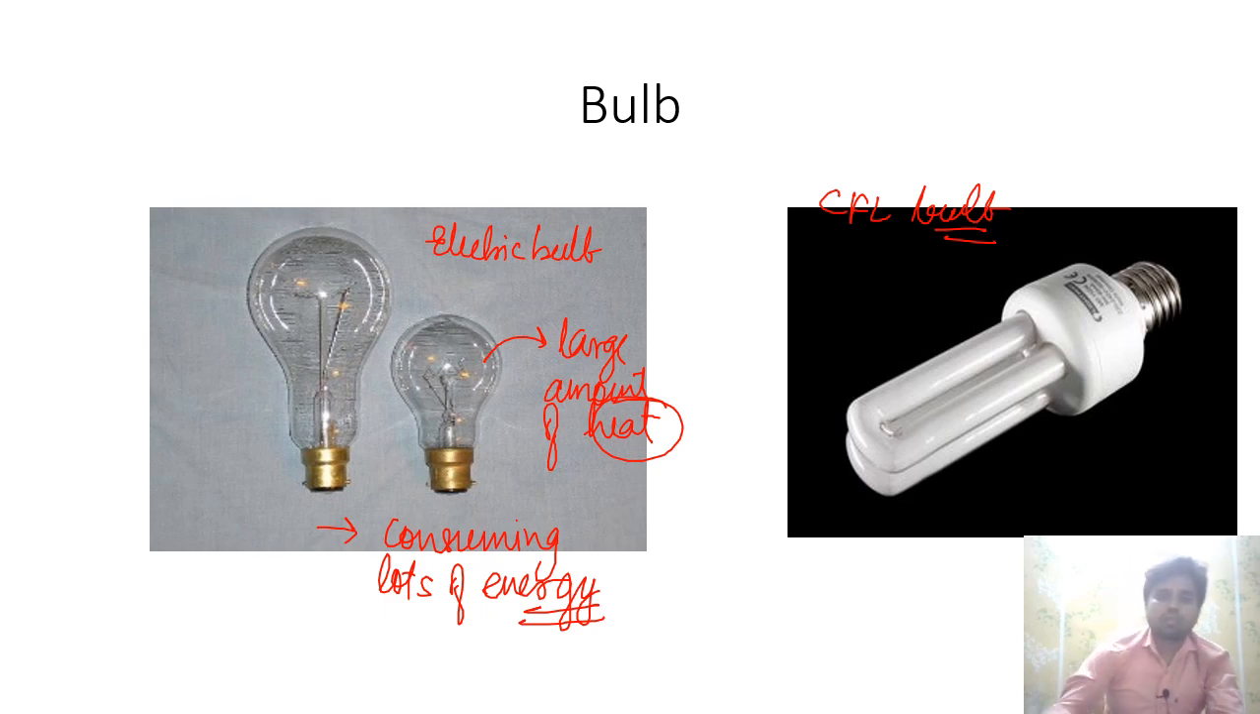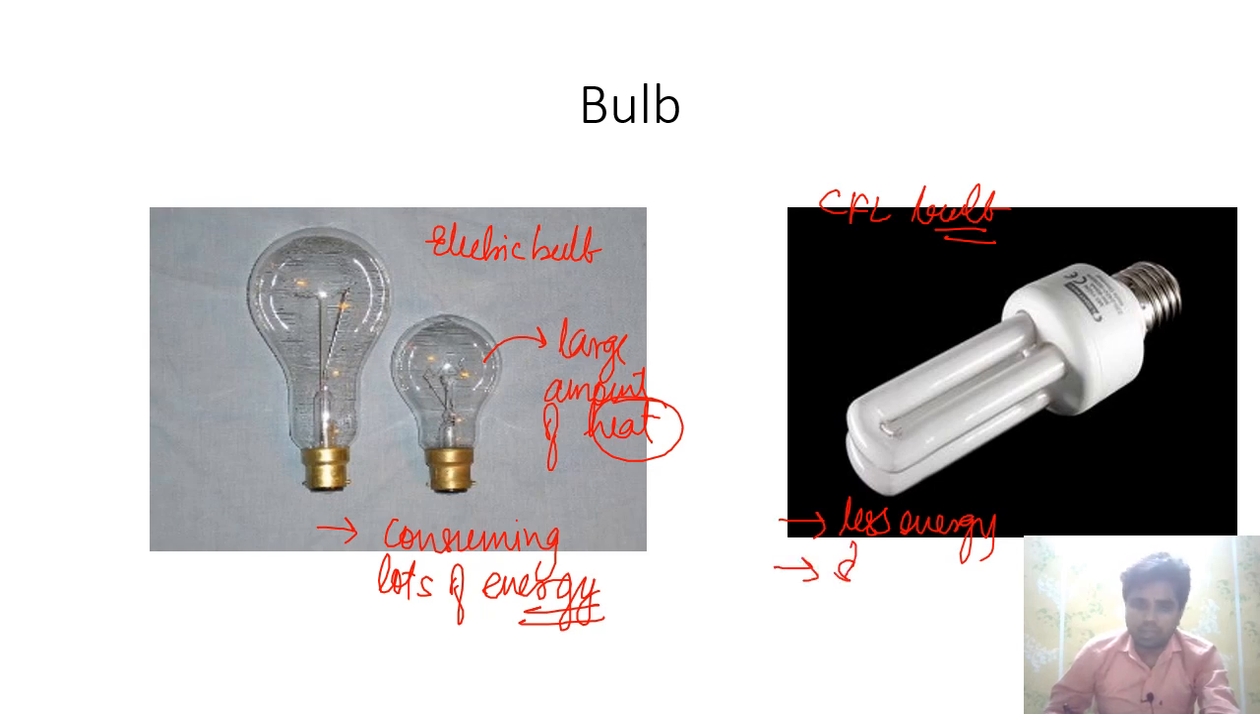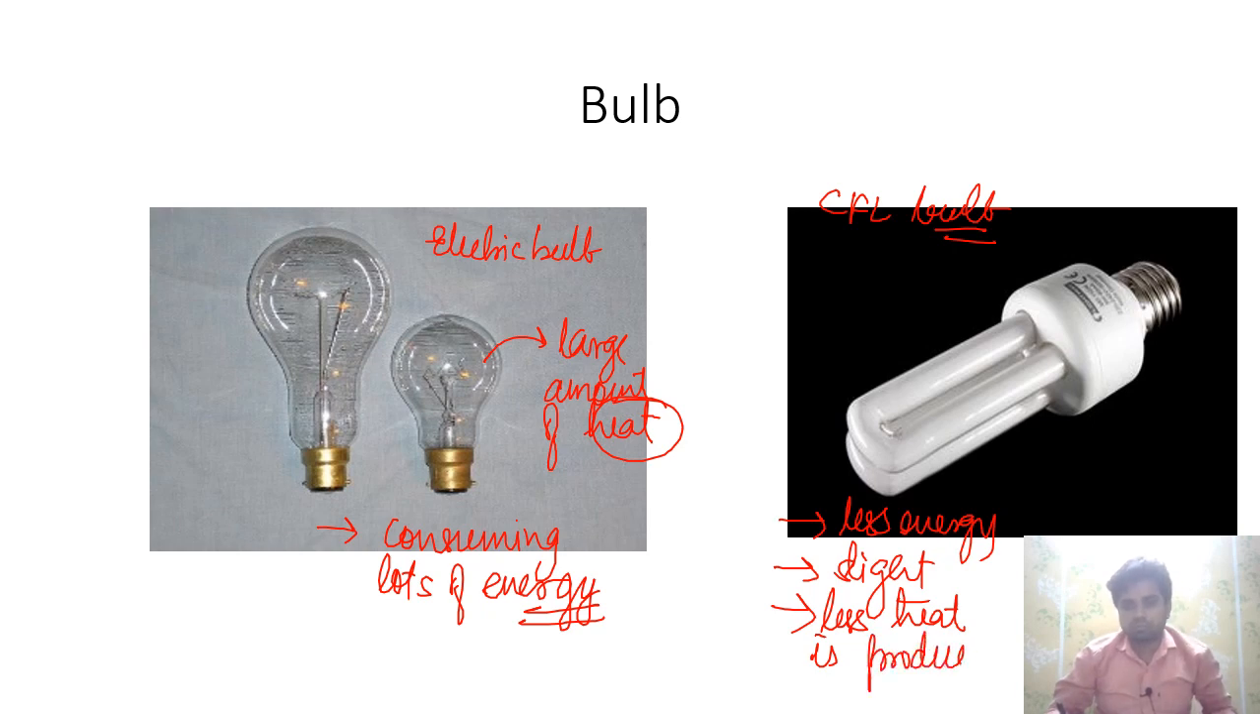So what is the basic property of this bulb? That it uses less energy, but gives light that I think is more efficient than this bulb. And the second thing is that less heat is produced. Okay, students, so what can you say about these two bulbs? Which bulb is better to use?